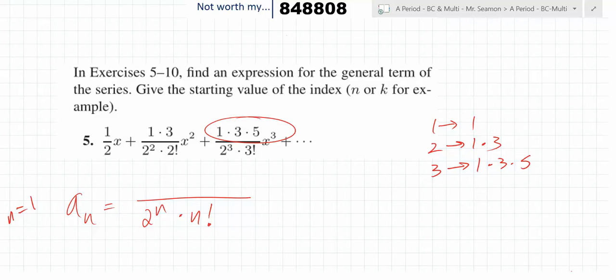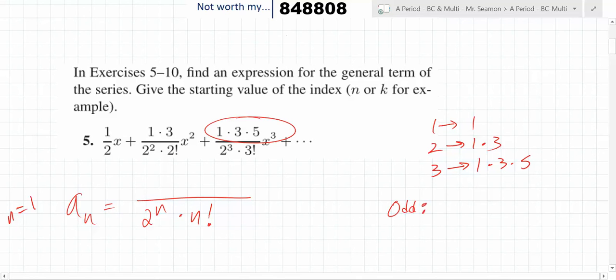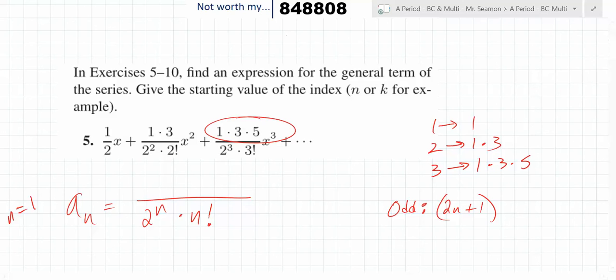Does anybody know another thing? When you've dealt with odd numbers before, how do you generate a list of odd numbers? 2n plus 1, or 2n minus 1 also works, right? You double it, subtract 1, you always end up with an odd number. It's a challenge though, because 1 corresponds to 1 number, 2 corresponds to 2 numbers, 3 corresponds to 3 numbers. So it can't just be one of these things.